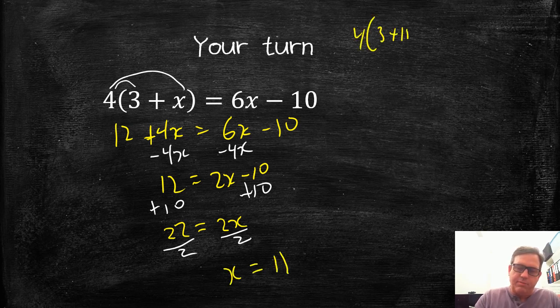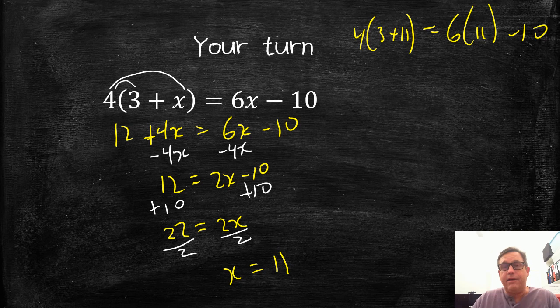Does that work? 4 times 3 plus 11. Does that equal 6 times 11 minus 10? 3 plus 11 is 14, times 4 is 56, and 66 minus 10 is 56. It indeed does work.